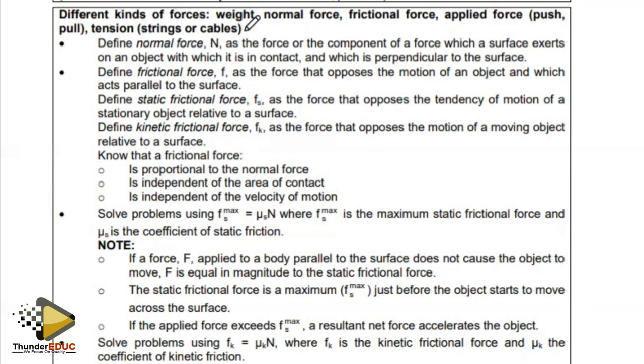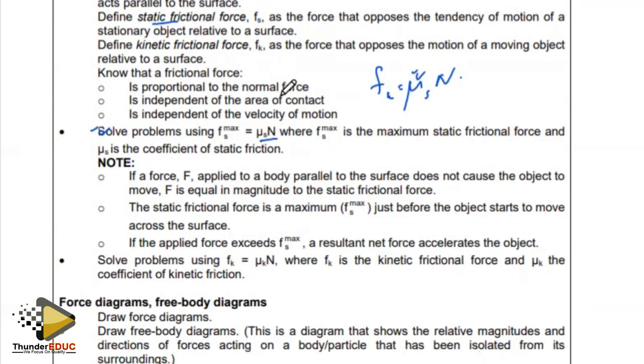Below this, we have different types of forces. For example, we have weight, normal force, frictional force, applied force, tension, and so on. We need to know how to define a normal force. How do we define frictional force, and then static frictional force, and the formulas? Then solving problems that deal with friction. Our frictional force, whether kinetic or static, is mu s times the normal force. This mu is the coefficient of friction, static or kinetic.